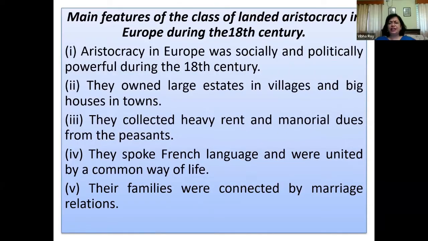So what were the main features? How was the landed aristocracy in Europe during the 18th century? Aristocracy means rich people. What type of life did they lead? How did they live during those times? Aristocracy in Europe was socially and politically very powerful during the 18th century. They owned large estates in villages and big houses in towns. They collected heavy rent and manorial dues from the peasants. So all these peasants had to pay their taxes. They spoke the French language and were united by a common way of life. Their families were connected by marriage. Even marriages they had amongst themselves only.